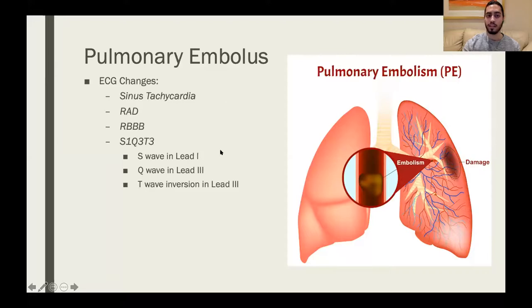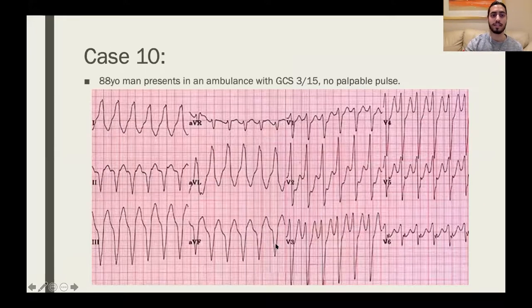PEs are quite difficult in reality. As an F1, I've witnessed they're quite difficult to actually diagnose, because it depends on how big it is. The patient might not even be that short of breath. They might just have an ongoing oxygen requirement, but they've come in for other reasons. The ECG is quite a nifty tool to see if they're showing these signs, in order for you to decide on getting that D-dimer, getting that CTPA. So these are worth remembering. Next case.